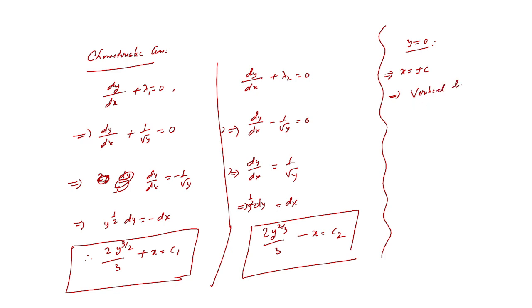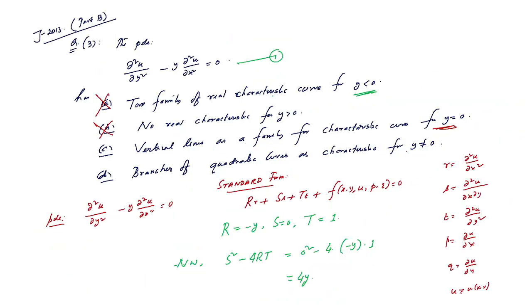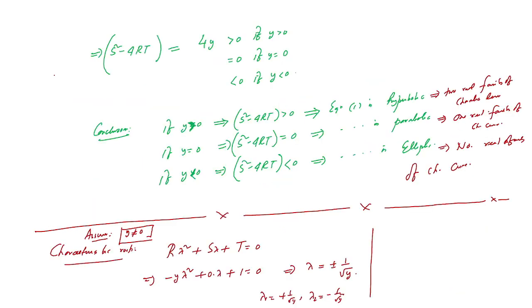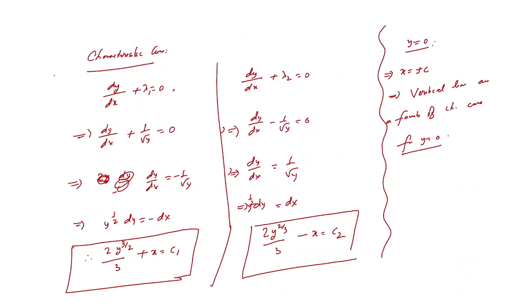And the vertical lines are a family of characteristic curves for y equals 0. So that means here option C is correct and option D is false. So option C is the correct option here. Okay. So now you need to think about y equals 0, that represents x equals plus minus.